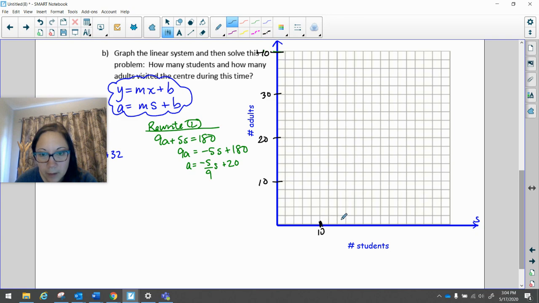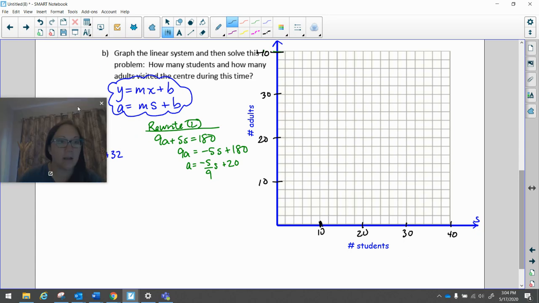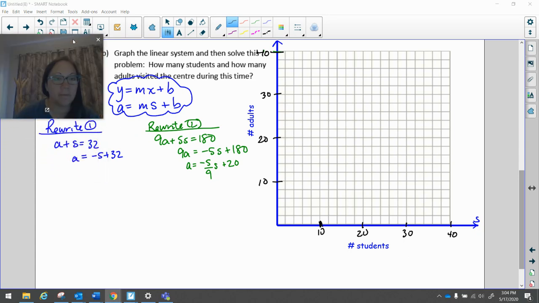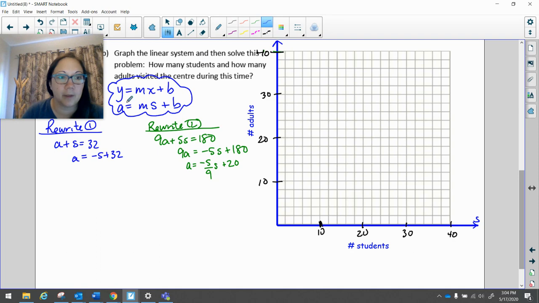There's 10, 12, 14, 16, 18. There's 20, 30, and 40. All right, so I am getting close to being able to graph here. I'm going to graph the blue one first.